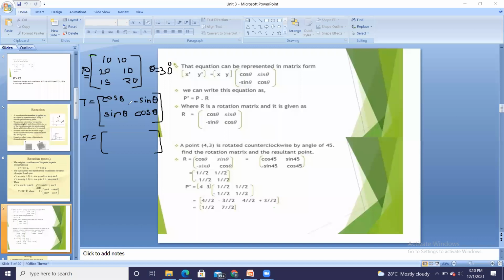So what is cos 30? Root 3 by 2. Here it is root 3 by 2. What is sin 30? 1 by 2. Right. So the minus sign will come here. Then again here it is 1 by 2 and root 3 by 2. So I will multiply this P with T and I will get my resultant value P dash. So I will write over here.